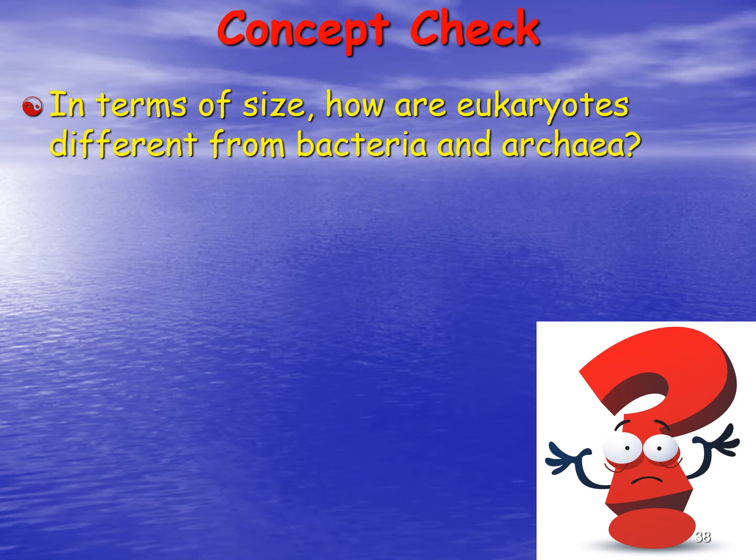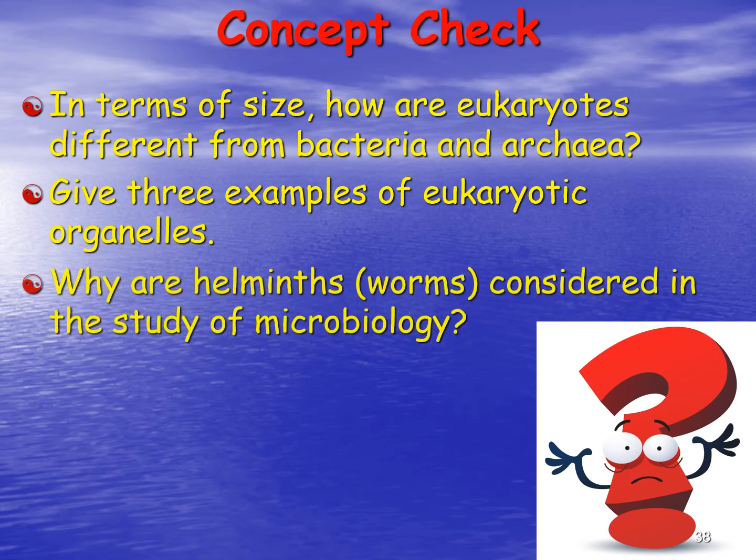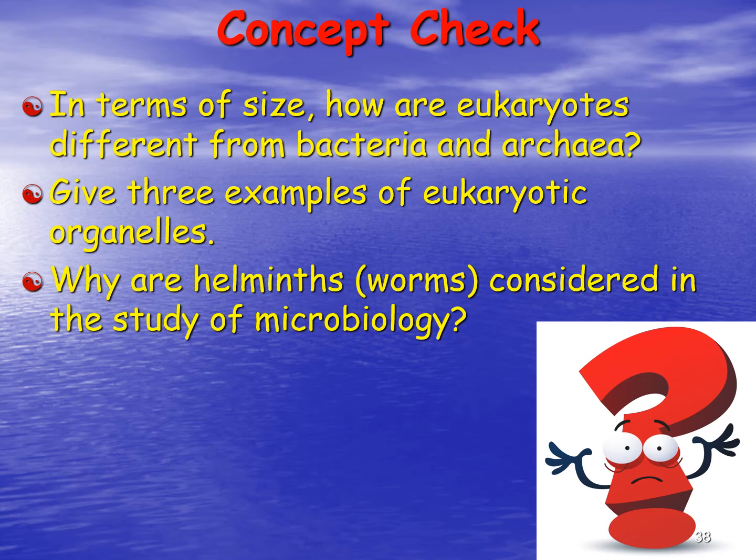So, in terms of size, how are eukaryotes different from the bacteria and the archaea? Give 3 examples of the eukaryotic organelles, and there's more than 3, and be able to explain why helminths, or the worms and flukes, are considered in the study of microbiology.